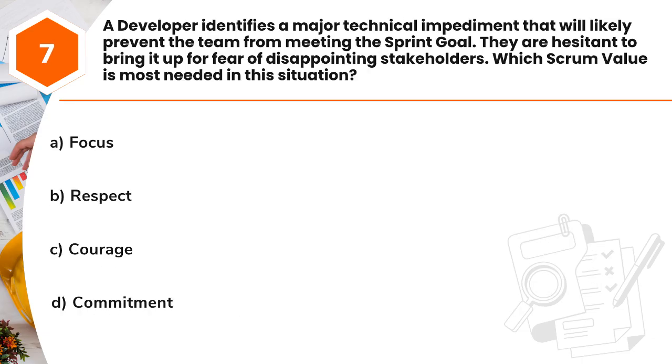Question 7. A developer identifies a major technical impediment that will likely prevent the team from meeting the sprint goal. They are hesitant to bring it up for fear of disappointing stakeholders. Which Scrum value is most needed in this situation? A. Focus. B. Respect. C. Courage. D. Commitment.